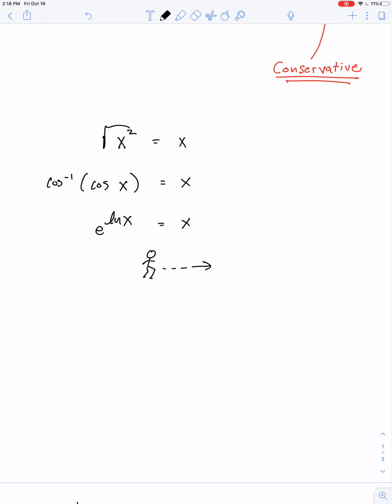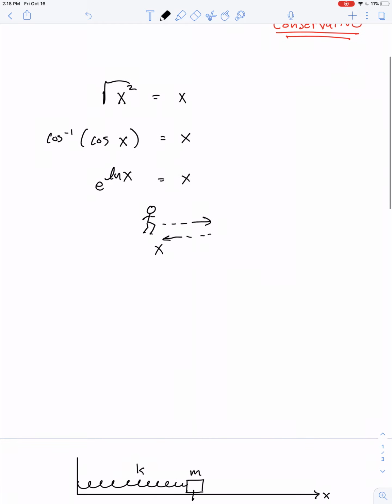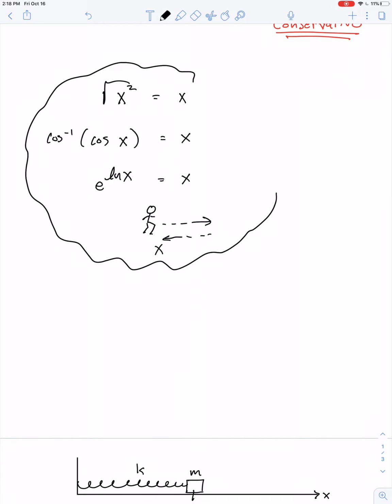Take 2 steps forward. Take 2 steps back. You're back to where you started. Anyway, we understand what a lot of opposite operations are.